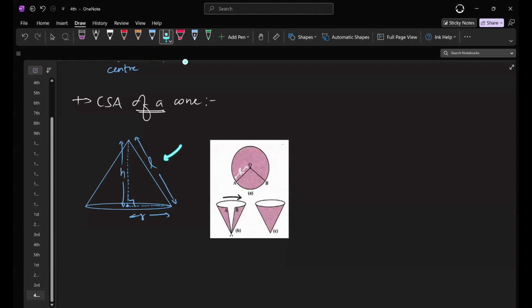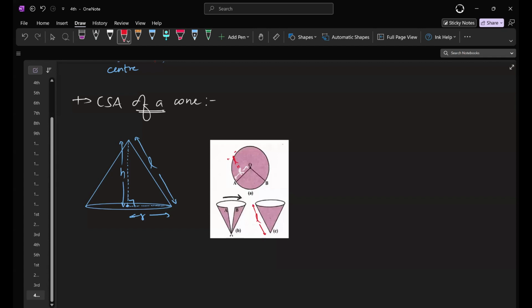Now, this R, this OA that has been joined something like this. These OA and OB are what? Well, obviously radius, they are radius, but for the cone they are what? The slant height. Exactly. It means this R is nothing but the slant height for the cone. It means the slant height is something like this, L.